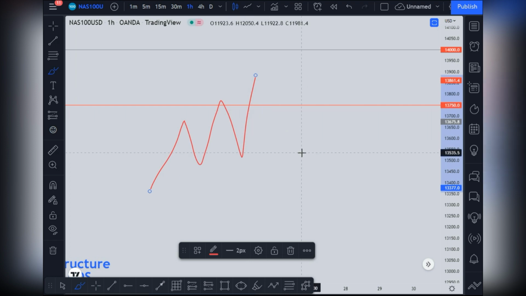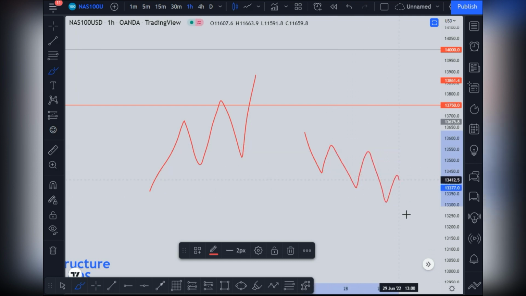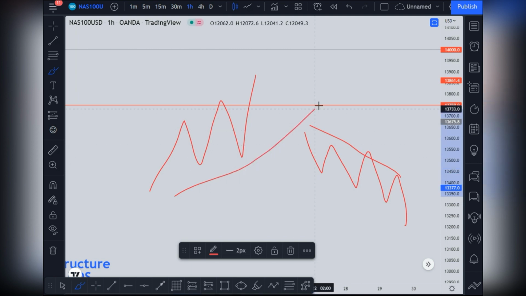Inversely, when we are in a downtrend, we are making our lower lows and then our lower highs, right? So lower lows, lower highs, lower lows, lower highs, lower lows, and that's basically the market structure, right? So this is the market structure in a downtrend. This is market structure in an uptrend, right? So that is basically the basics of market structure.